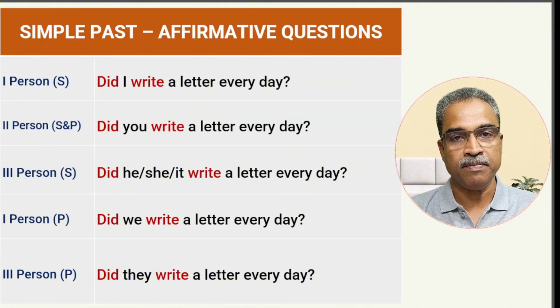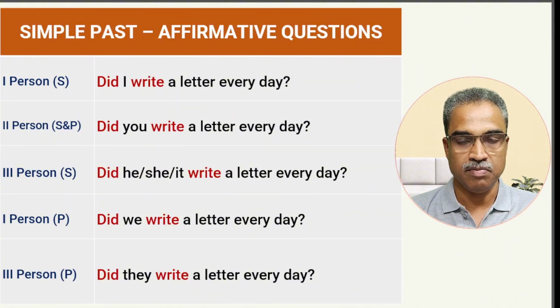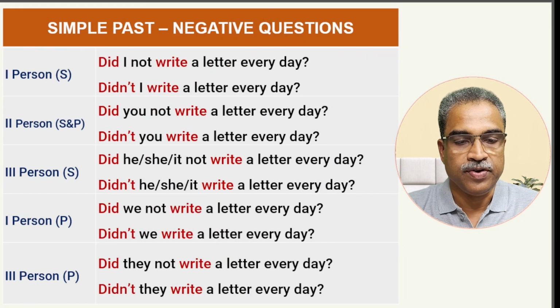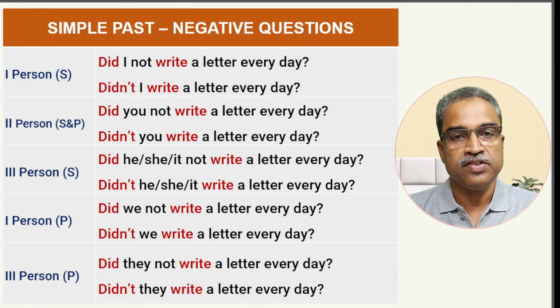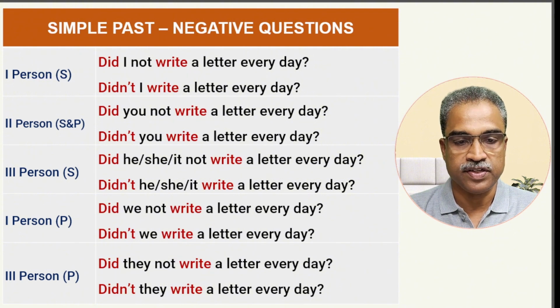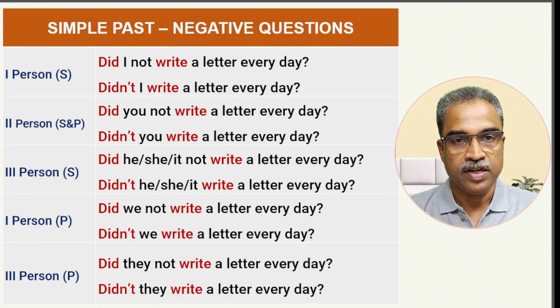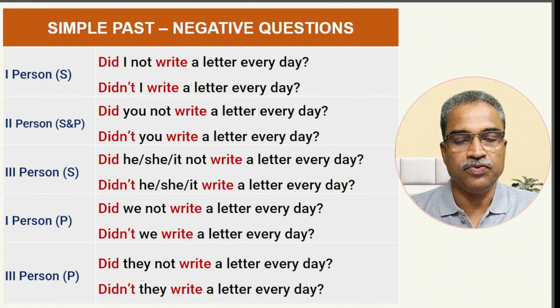That is how to frame negative questions in the simple past tense. So here we go. Okay, then let's start with the first person, I, as usual. For the negative question, you just have to follow the same pattern, the same order which you learned in the simple present tense. So let me just go back to the simple present. I write, I do not write. And the affirmative question is, do I write? The negative question is, do I not write a letter? Here is the simple past negative questions.